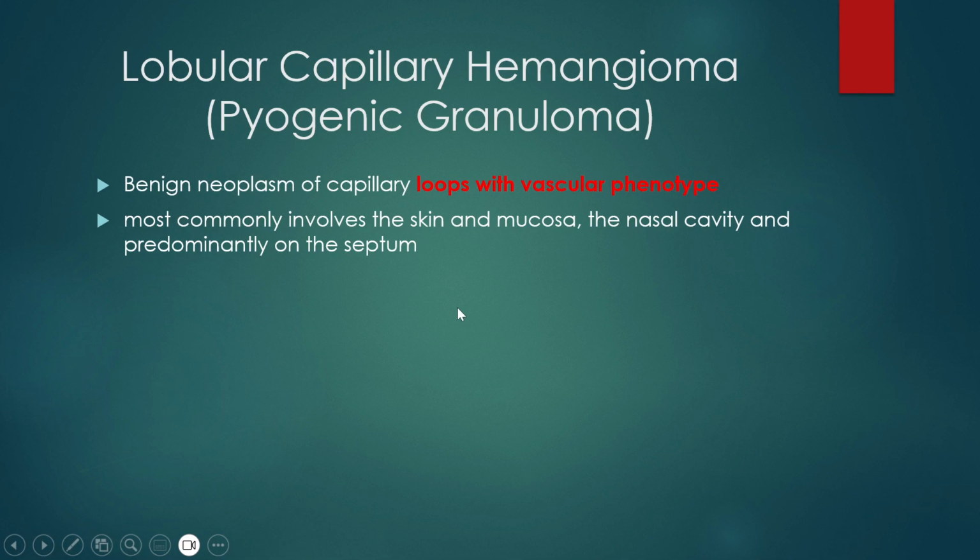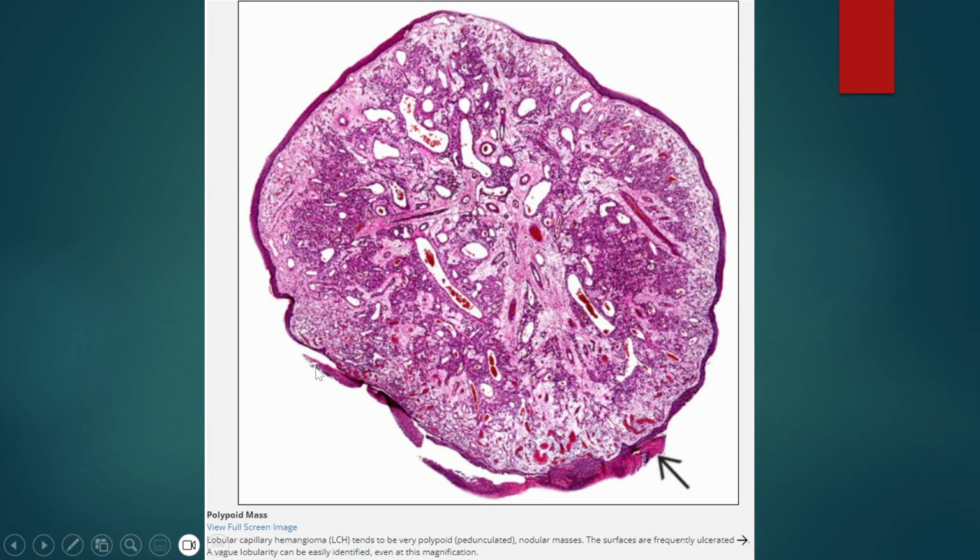Another entity I'm going to talk about is the lobular capillary hemangioma, aka pyogenic granuloma. I think the first name is better to characterize it and makes you remember this entity. So let's see the image. This is a polypoid lesion. You can always see a lot of blood vessels inside. One characteristic feature is a large blood vessel fed by small vessels, forming this lobular structure. Large vessel, small feeding vessels forming this lobular structure.